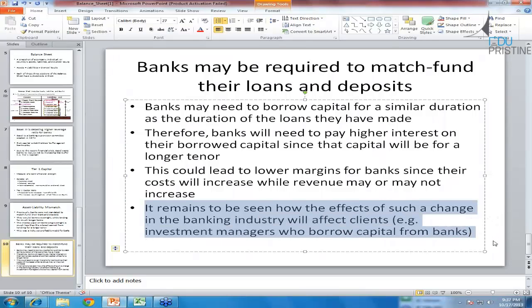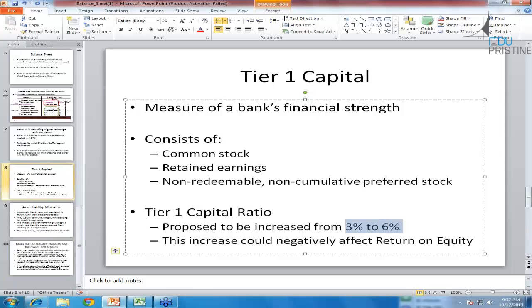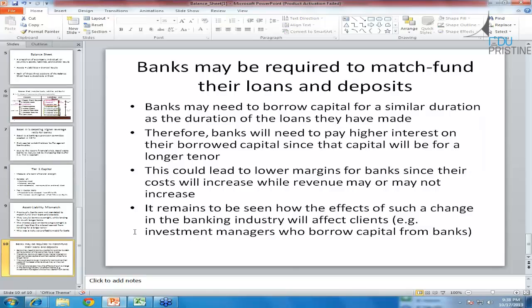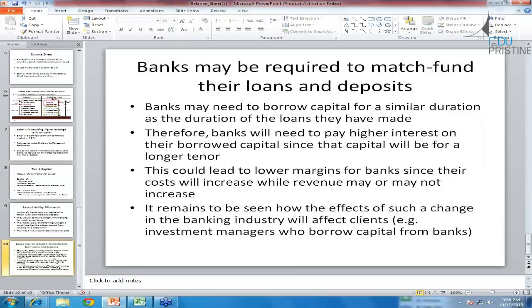But I do want to pull your attention to the last one, where it says it really remains to be seen how the effects of such a huge change in the banking industry, the huge change being the banks being mandated to hold an extra 2 to 3% of capital on their balance sheet, which could have a very negative impact on the returns of equity. I want to see how such a huge change will affect investment managers who borrow capital from banks. When you're borrowing capital from banks, you're able to borrow at a reasonable rate because the return on equity of banks is still quite high. But as soon as the return on equity is affected, and the bank needs to hold more and more equity on its balance sheet, then in order to meet the same return, it needs to start charging more on the loans it makes to its debtors.